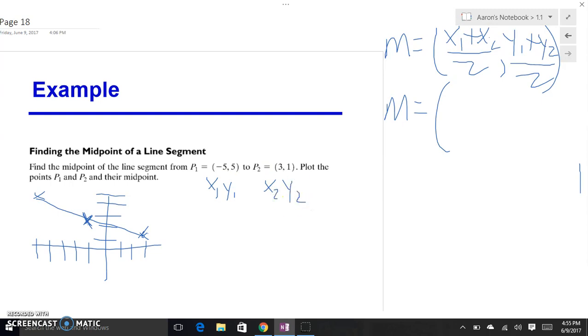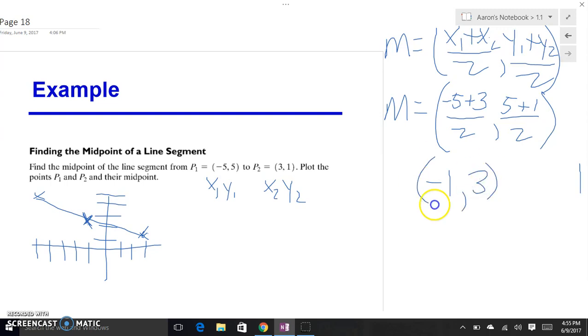We go x1 plus x2, so here's -5 plus the x2, which is 3. We're going to divide that by 2, and then we take the y values. y1 is 5, plus y2 is 1, divide that by 2. When you do this, -5 plus 3 is -2, -2 over 2 is -1. 5 plus 1 is 6, 6 over 2 is 3. So your midpoint here is the coordinate -1, 3. See it right there, -1, 3. So that's the midpoint between these.